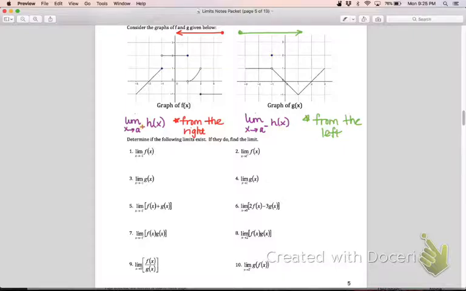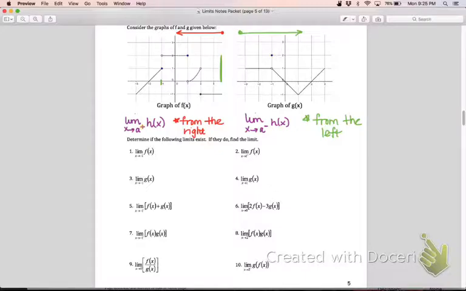If we look at number 1, we want the limit as x approaches -1 of f of x. So we're going to go to the first graph, and here is -1. That's what we want to be approaching. So hop on the graph somewhere, and you can start all the way over from the side here.